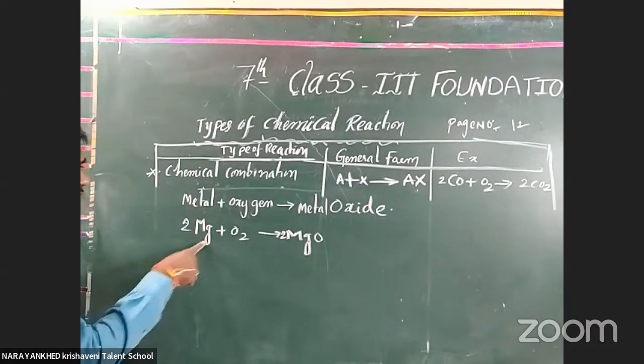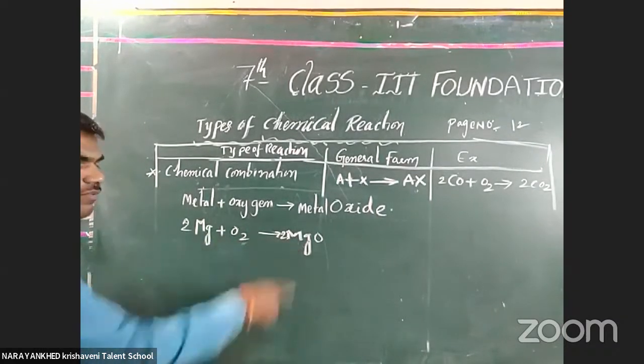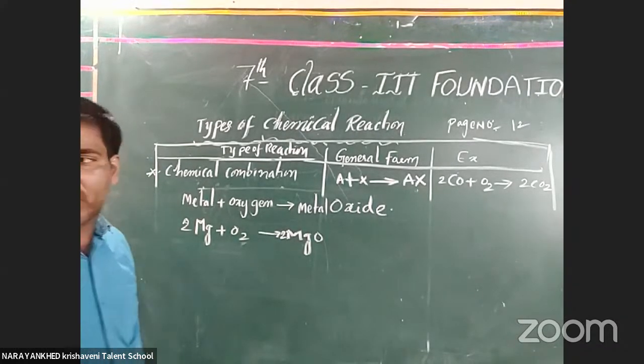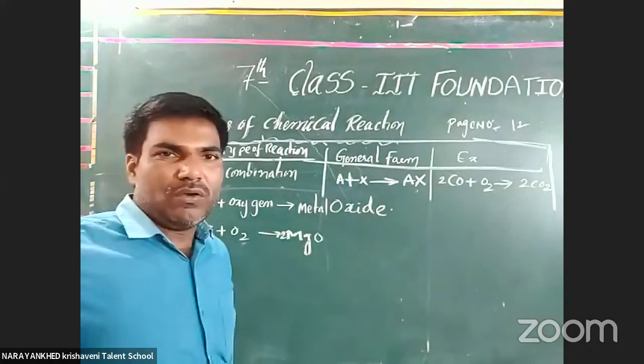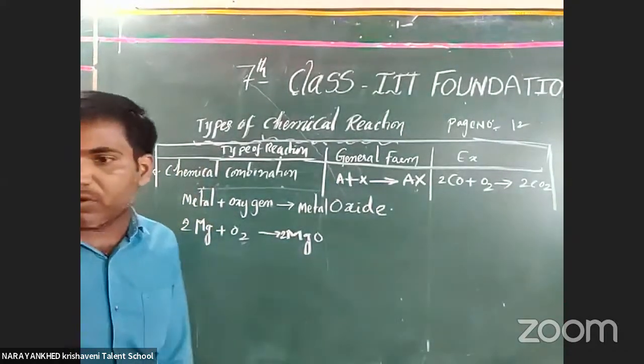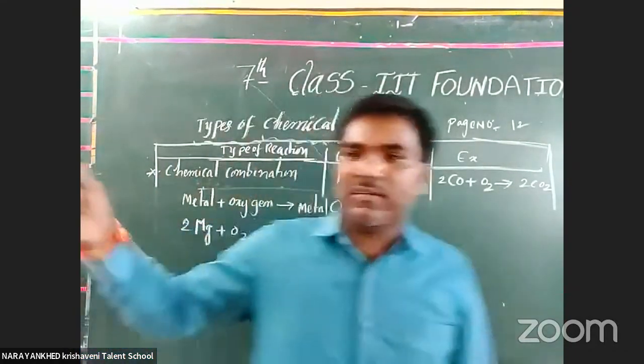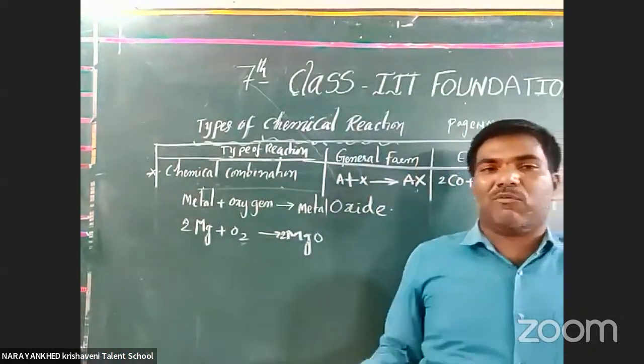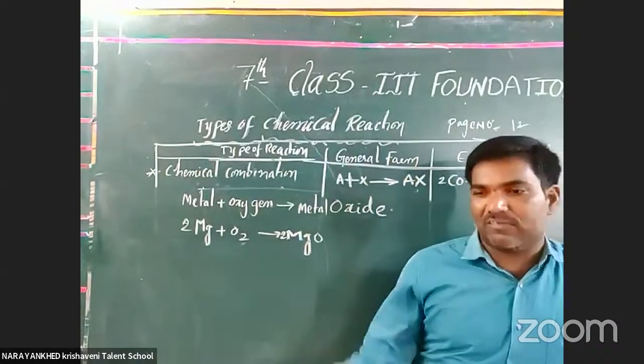Metals are combined with oxygen, and it will be formed as a metal oxide. This is the general form. It is a chemical combination only. Okay, the combination or not? What did you understand from this? When one metal is combined with oxygen, it will be formed as that concerned oxide.